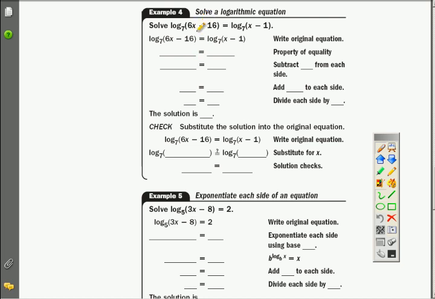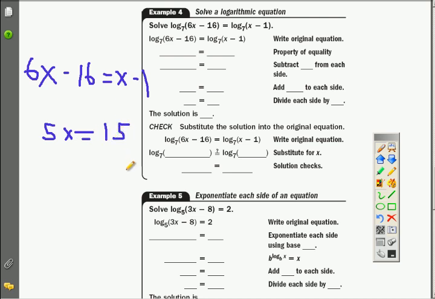Therefore, the log base 7 of this whole thing and the log base 7 of this whole thing just simply says 6x minus 16 equals x minus 1. And those two things are equal, and you solve it. So you subtract x on each side, and you add 16 on each side, and you get 5x equals 15. Therefore, x equals 3. And so the solution is 3. You plug that back in the original to see if that's true. 6 times 3 is 18. 18 minus 16 is 2. 3 minus 1 is 2. Yep, that's going to be true. And so that kind of makes sense.